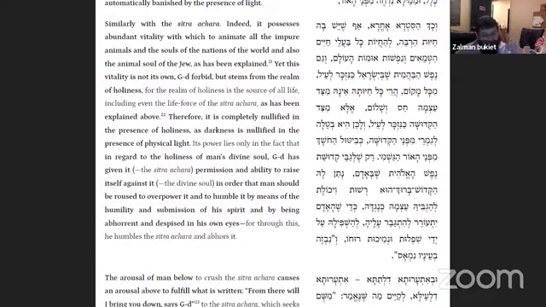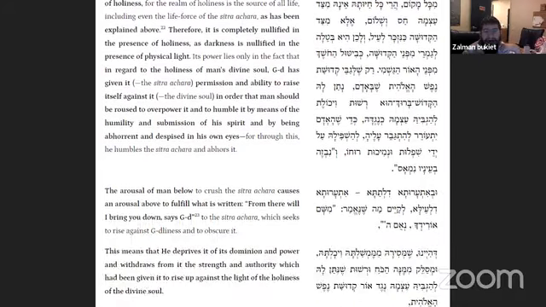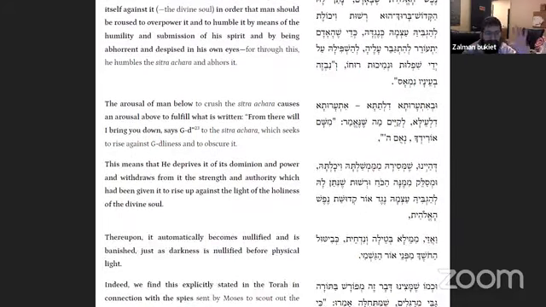Lashpila, al yedei shiflus. In order that he will be aroused to overpower it and to humble it by means of the humility and submission of his spirit, and by being abhorrent and despised in his eyes. For through this he humbles the Sitra Achra and abhors it. So we have to completely nullify it.